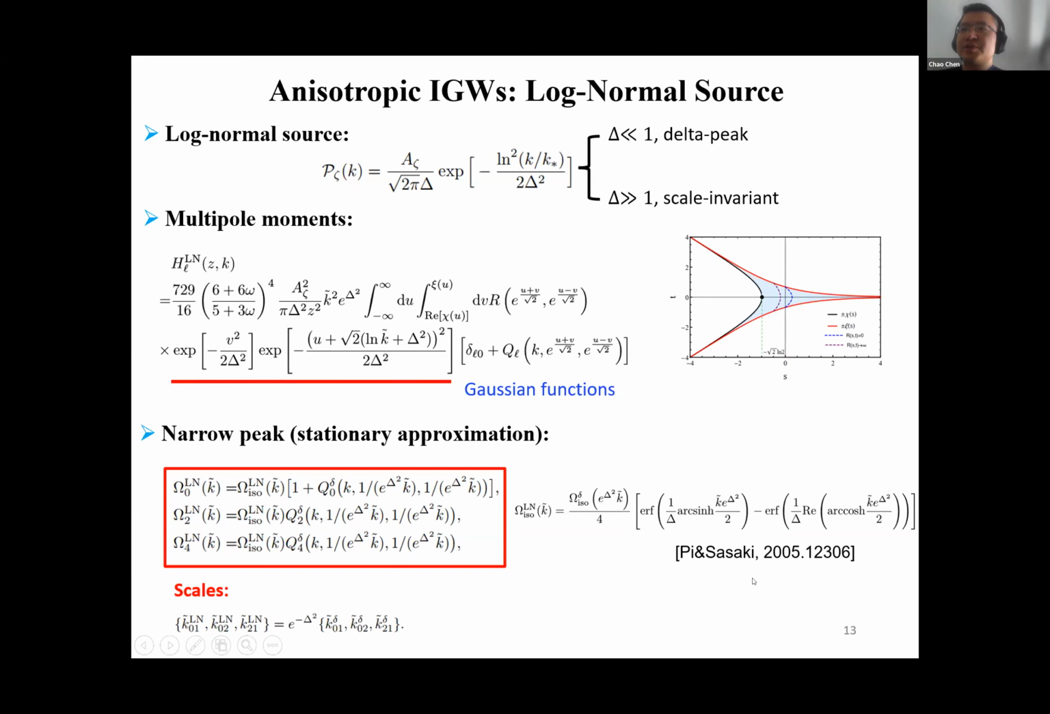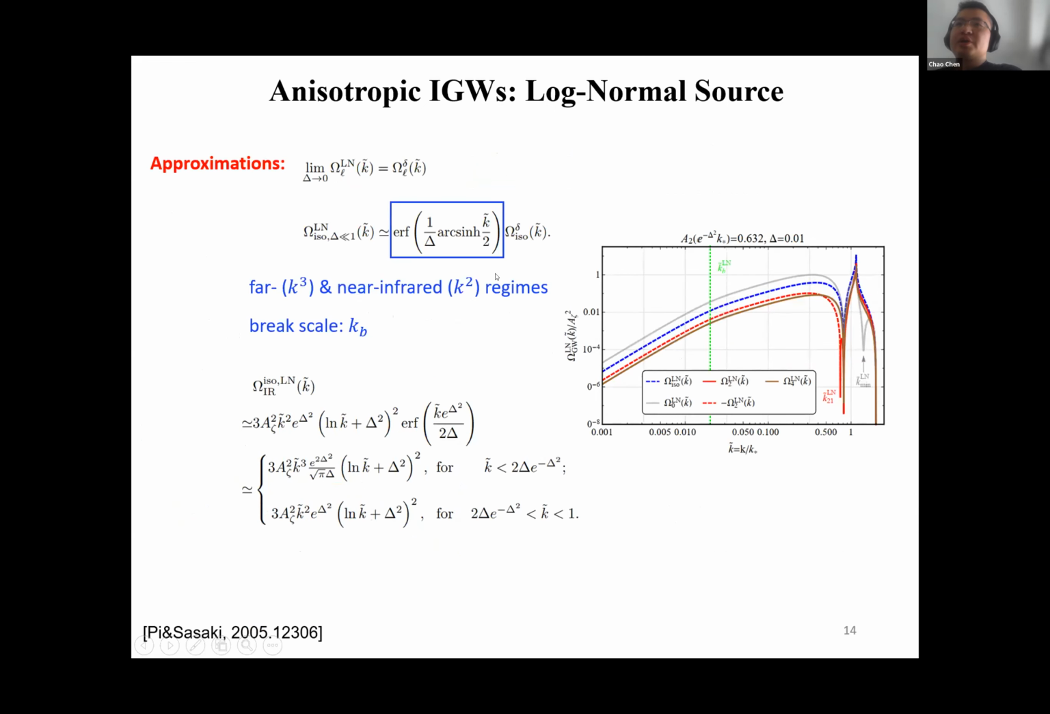This case was first studied by Pi and Sasaki in their paper, and we followed their paper and calculated the monopole, the quadrupole, and the hexadecapole. Here are our results for the narrow peak. For the narrow peak, we can use the stationary approximation for analytical calculation. For the broad peak, and also here is the infrared discussion. The infrared is different, as Professor B has already discussed this part, so we just pass through.